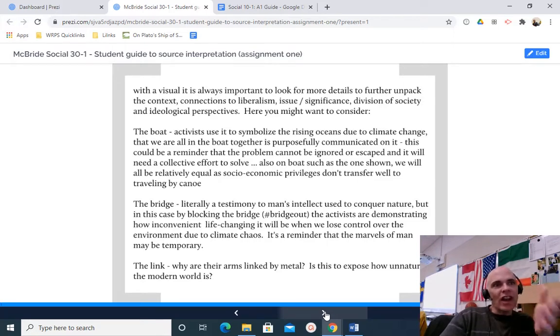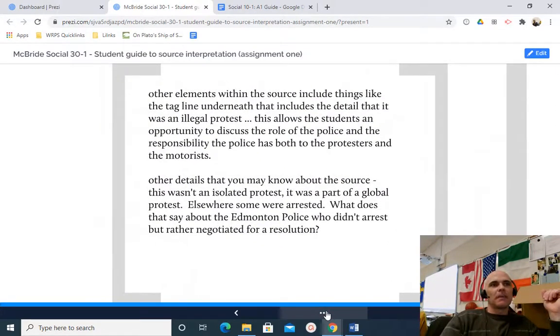Used to conquer nature. But in this case, by blocking the bridge, #BridgeOut, the activists are demonstrating how inconvenient and life-changing it will be when we lose control over the environment due to climate chaos. The link, why are their arms linked with metal, is to expose how unnatural the modern world is. Other elements within the source include the tagline underneath that includes the detail that it was an illegal protest.